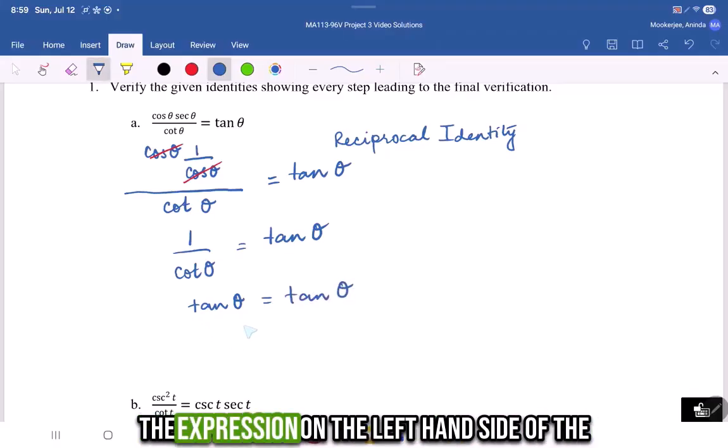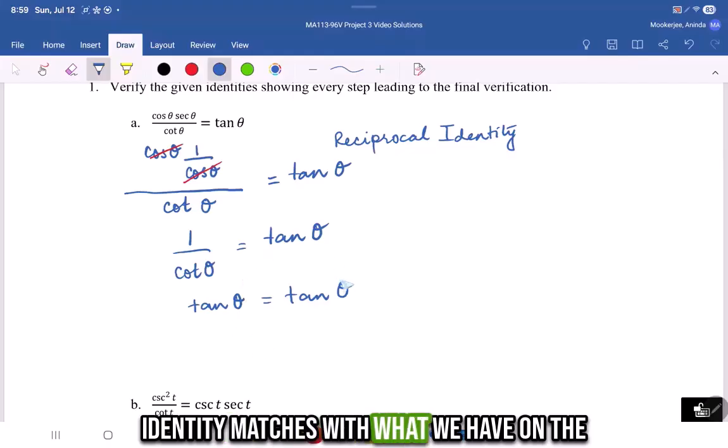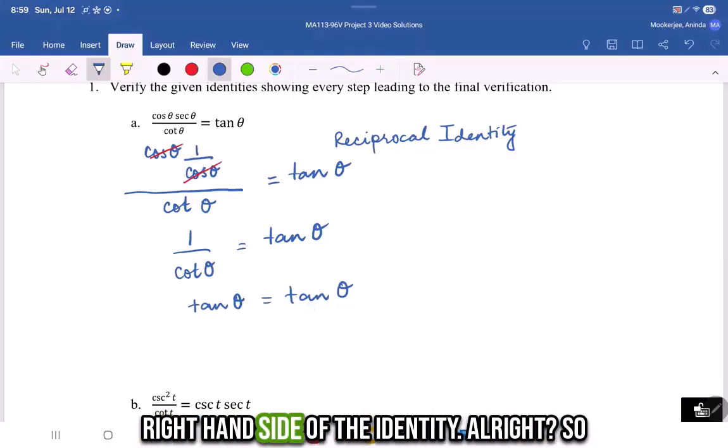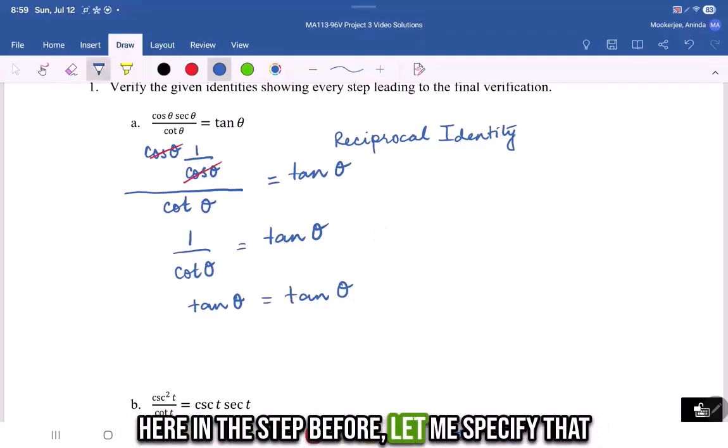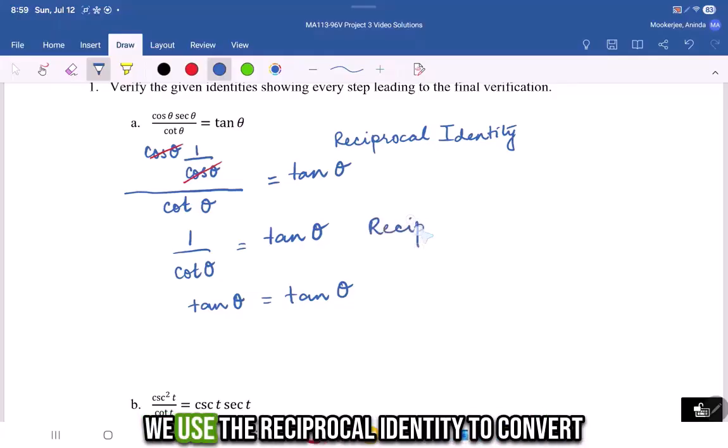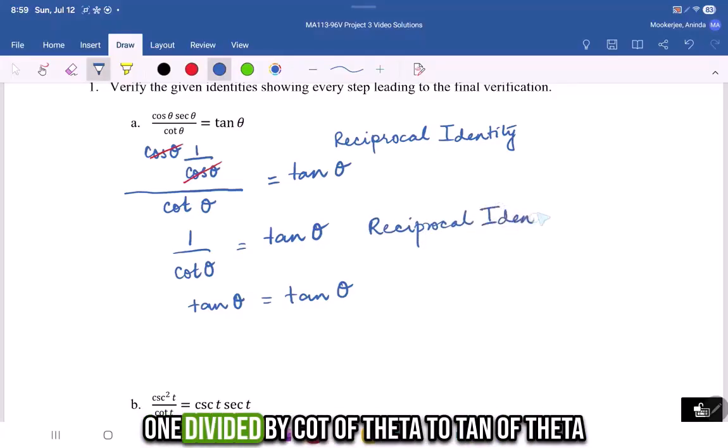and we just proved that the expression on the left-hand side of the identity matches with what we have on the right-hand side of the identity. Right? So this was a fairly simple verification, but over here in the step before, let me specify that we use the reciprocal identity to convert 1 divided by cot of theta to tan of theta.